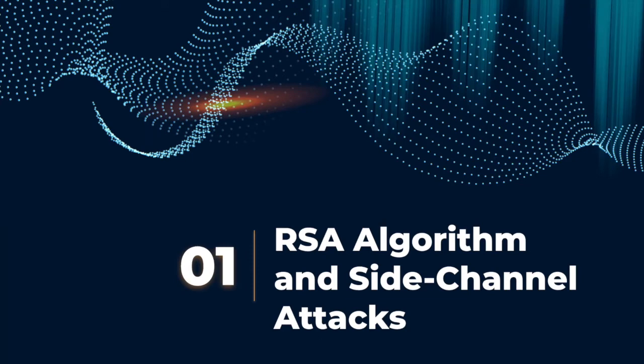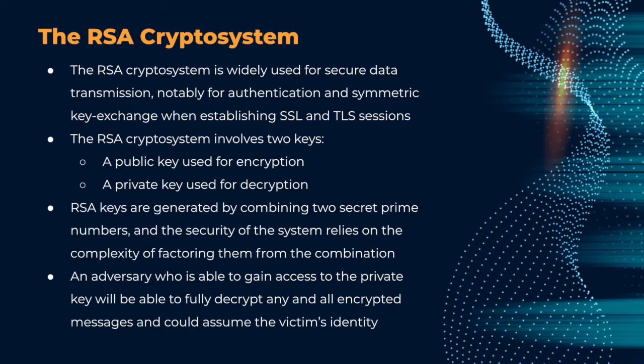I'm first going to introduce you to certain concepts that are core to understanding how this exploit works. So we're all familiar with the RSA crypto system. It's widely used for secure data transmission. This crypto system involves two keys: a public key, which is used for encryption and distributed to anyone and everyone, and a private key, which is held in secret and used for decryption.